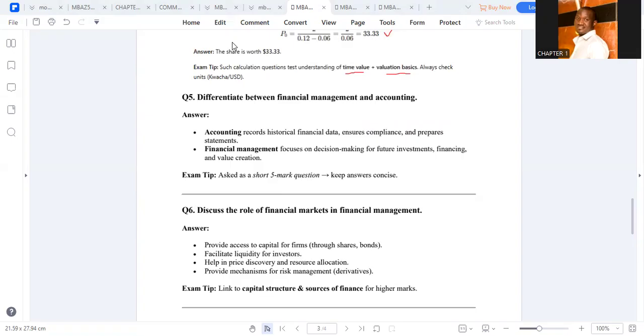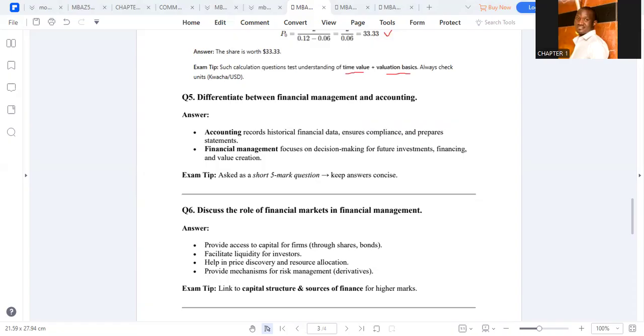Accounting basically looks at recording what? Historical or financial data. It looks at issues of compliance and how to prepare statements. Whereas in financial management, you are focusing on decision making for future investments. You're focusing on financing and creating value. So this is a 5 mark question that you need to understand.